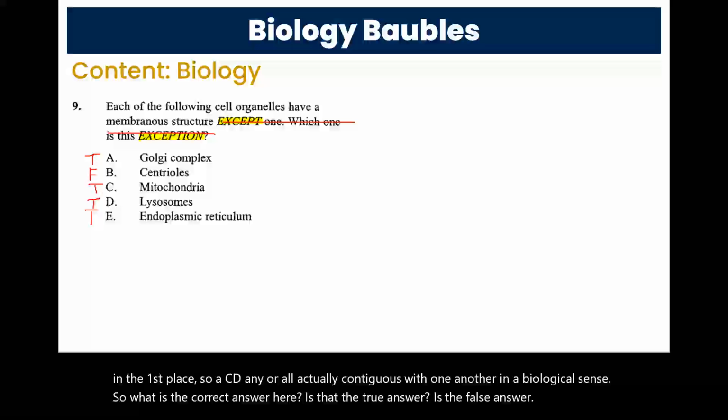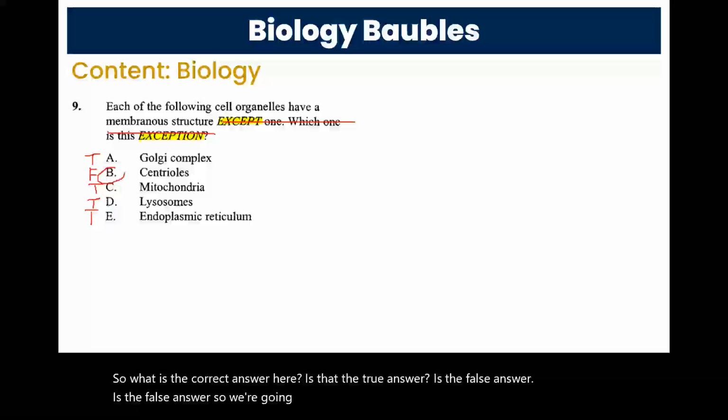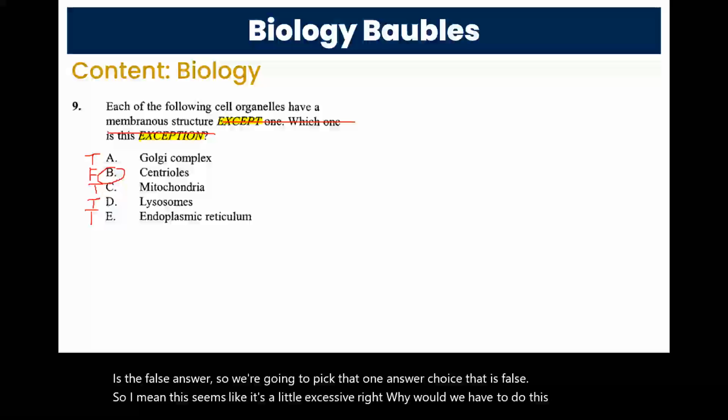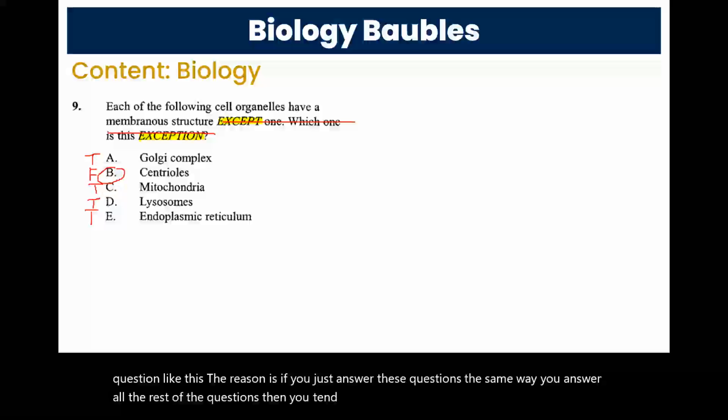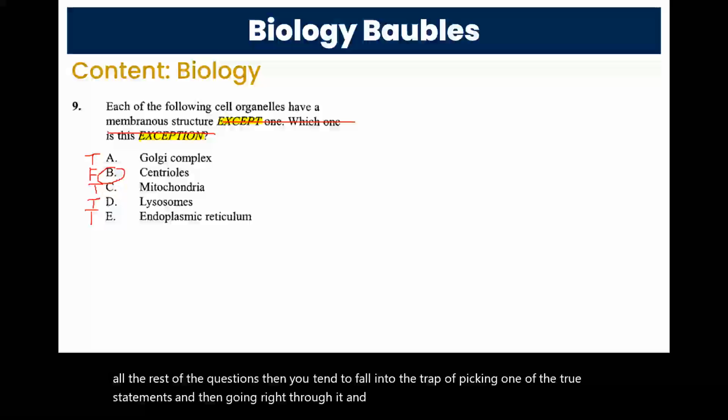It's the false answer, so we're going to pick that one answer choice that is false. So I mean, this seems like it's a little excessive, right? Why would we have to do this for a question like this? The reason is if you just answer these questions the same way as you answer all the rest of the questions, then you tend to fall into the trap of picking one of the true statements and then going right to it. And what answer is probably never going to be the answer here?